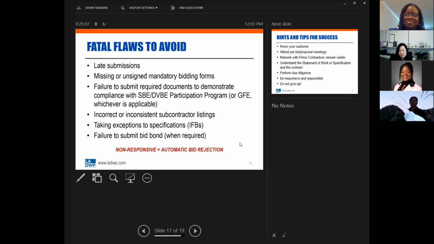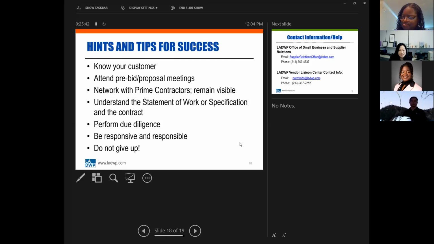Contractor or subcontractor listings: if you're using subcontractors, make sure that it's all consistent. Do not take any exceptions when it's an IFB. Remember, I told you those are the straightforward, low bid stuff. And sometimes, especially if you're in the business of construction, they will require you to submit a bond, and you have to do that when you're bidding as well, a bid bond. So any of these things will give you an automatic fail. These are, I think, easy ones that you should never be non-responsive for.